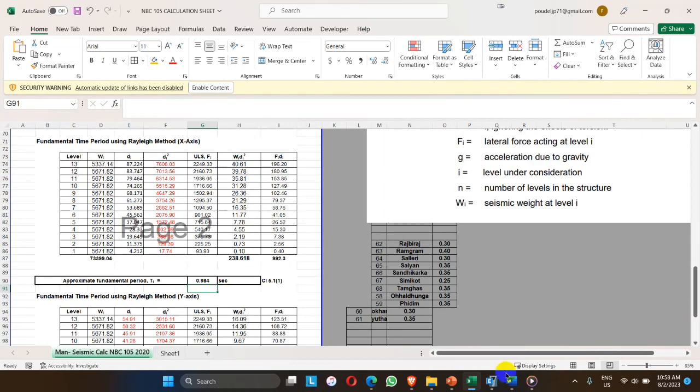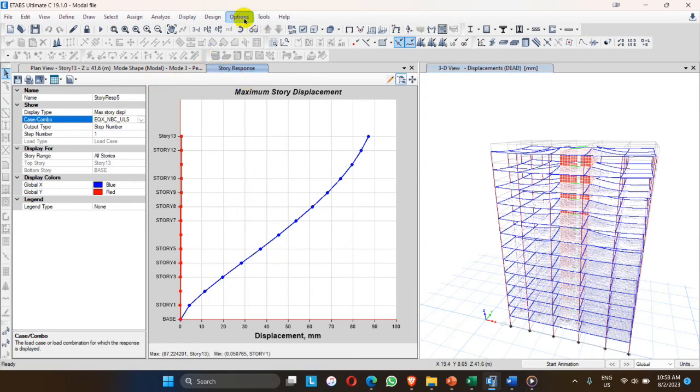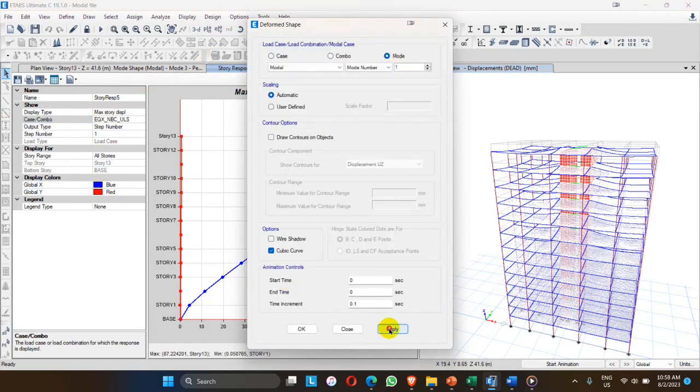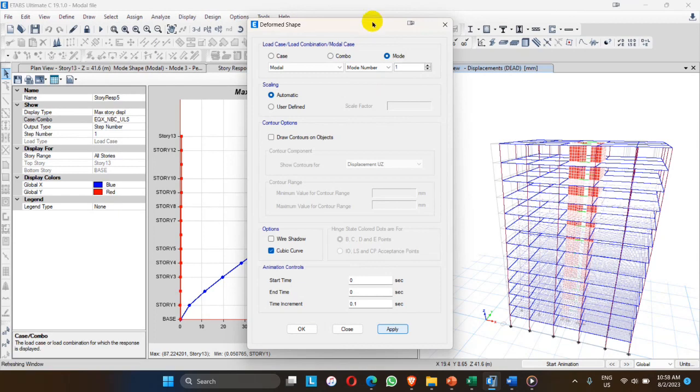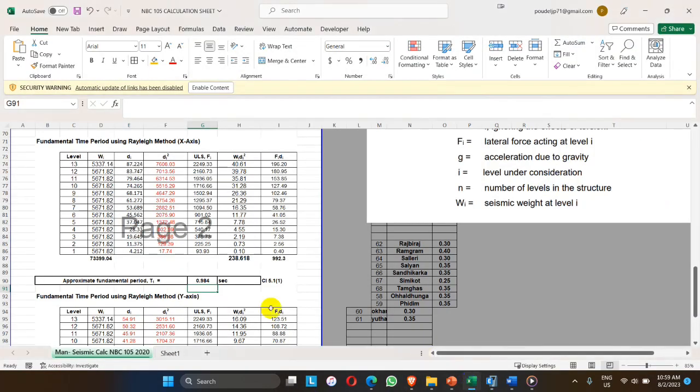Let me go to ETABS to compare the time period of the structure. Here, let me go to the modal time period, the first time period. Let me click OK. Then we get 0.983 second, which is exactly the same as the value obtained from the Rayleigh method.